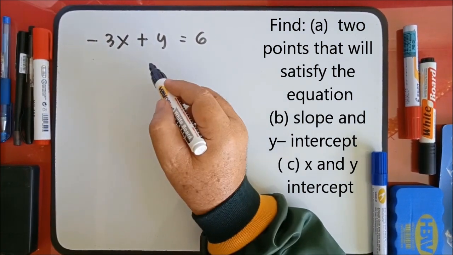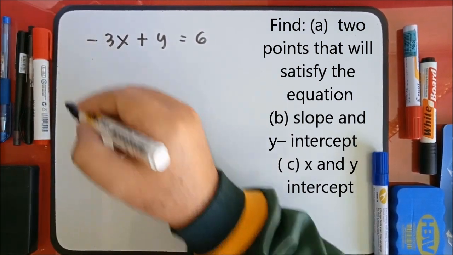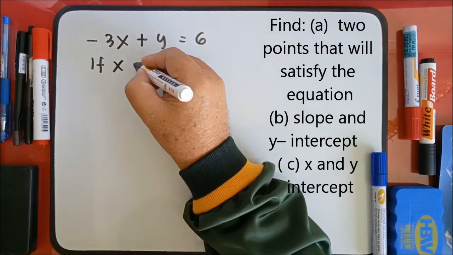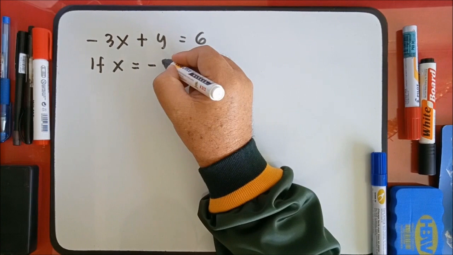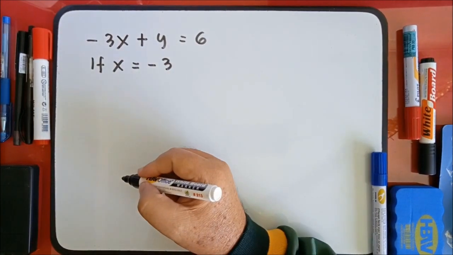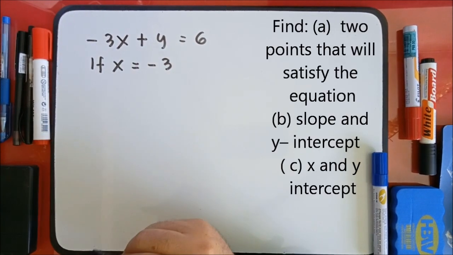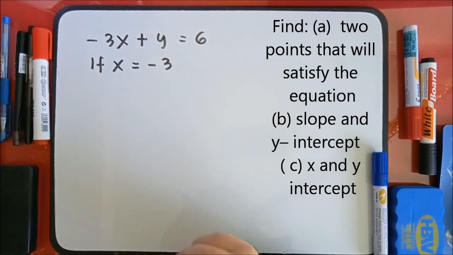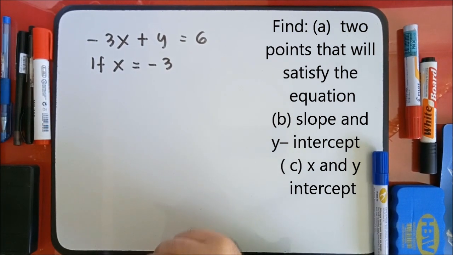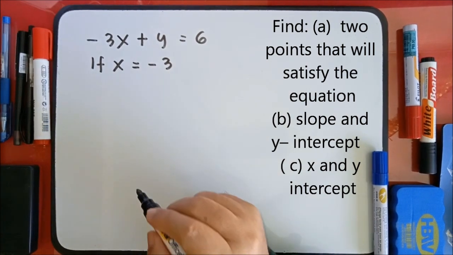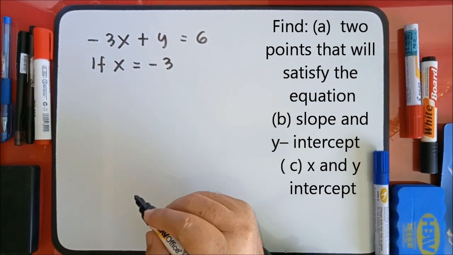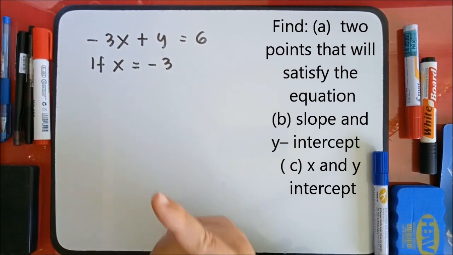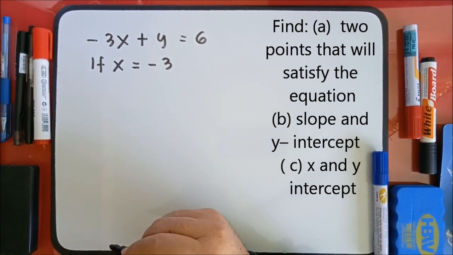This is our linear equation. If x is equal to negative 3. The question of the student is, Sir, where did the negative 3 come from? We will assign 1 point. Any number is possible. So, let us assume x is equal to negative 3.